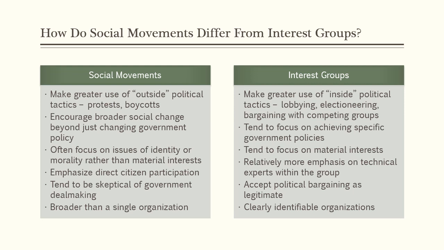Let's get a deeper understanding of social movements by contrasting them with interest groups. Social movements tend to make greater use of outside political tactics, things like protests or boycotts. These are activities that are not part of the regular institutional processes of government. Social movements engage in these outside tactics because they're generally trying to achieve some broader change in society, beyond just changes in governmental policy.